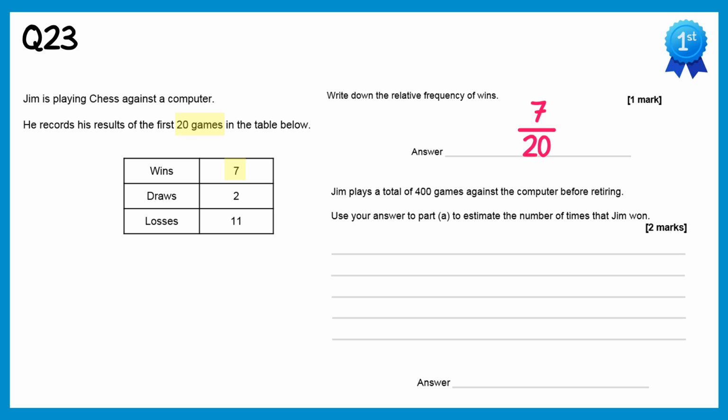For the next part, we need to find out an estimate for the number of times that Jim won. Well, he wins with a relative frequency of 7/20, and he plays 400 games in total, so we just times this by 400. You can do this using your calculator, and you'll get 140.